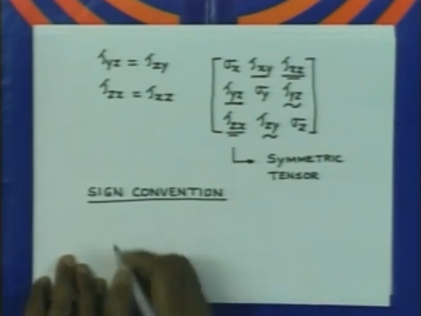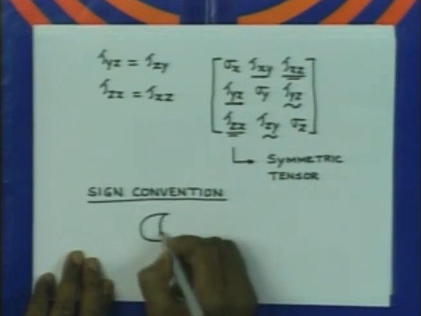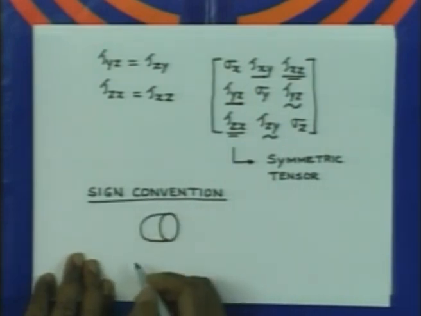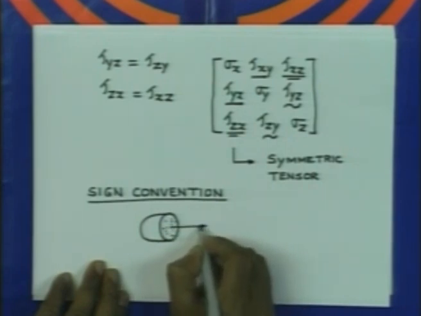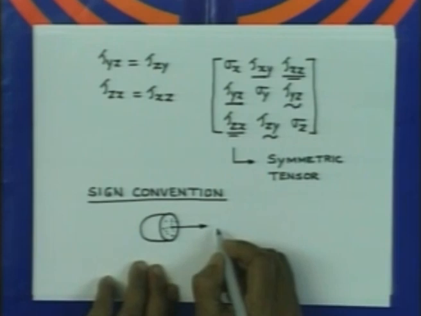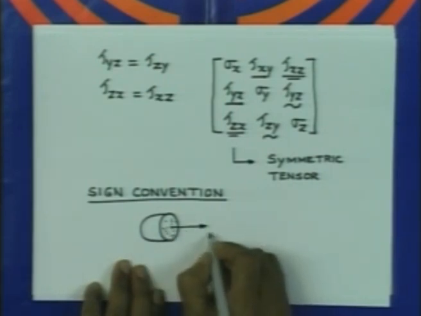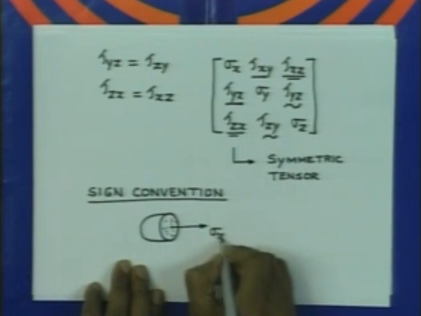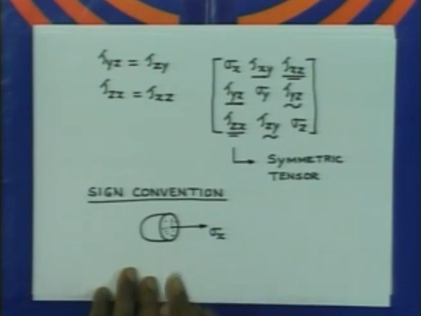If the stress is acting on a positive face, let us say we consider this face, and the outer normal of this face is directed in the positive x direction, so therefore it is a positive face, and if the normal stress is acting in the positive x direction, then in that case it is a positive stress. Positive face and the stress is directed in the positive direction, it is a positive stress.